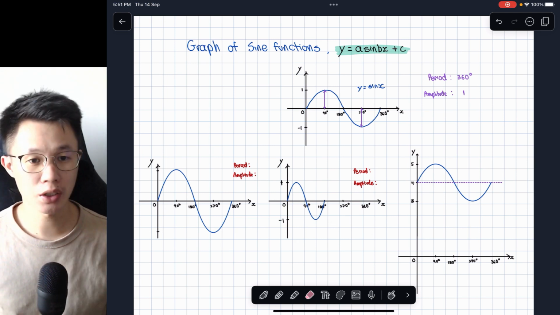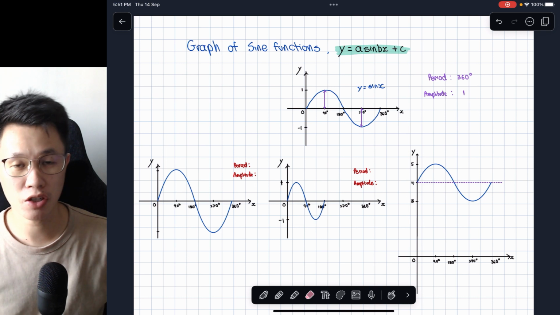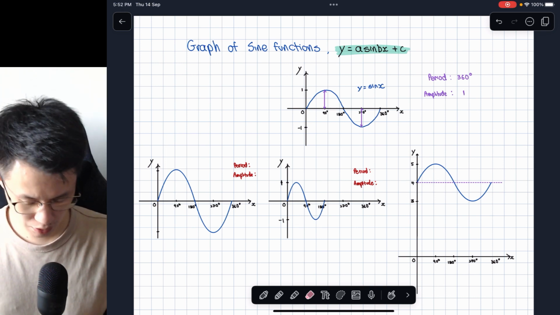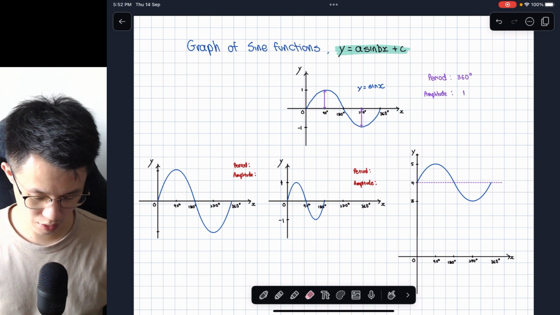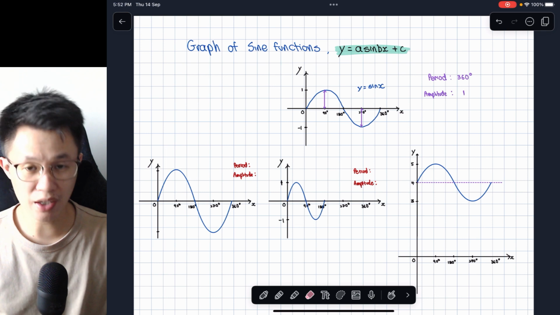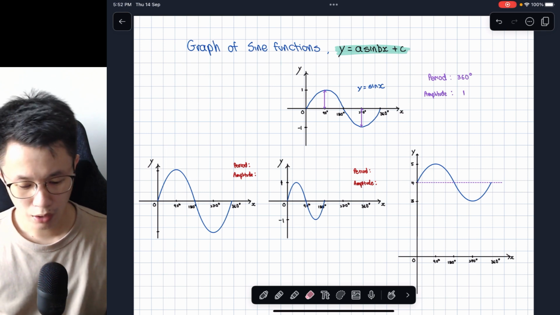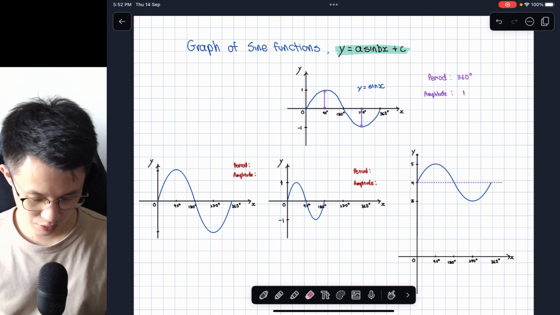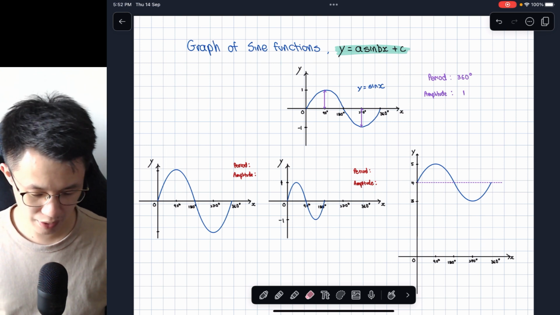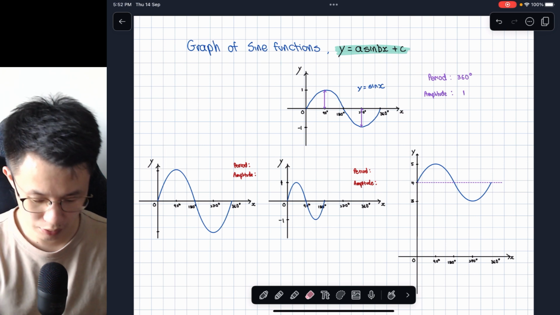We're going to quickly understand how to transform more complicated trigonometric functions, and we're going to use sine as an example here. The sine function is y equals a times sine bx plus c. First and foremost, you must understand the effects. What is sine x first? The basis of y equals sine x has an amplitude of 1.